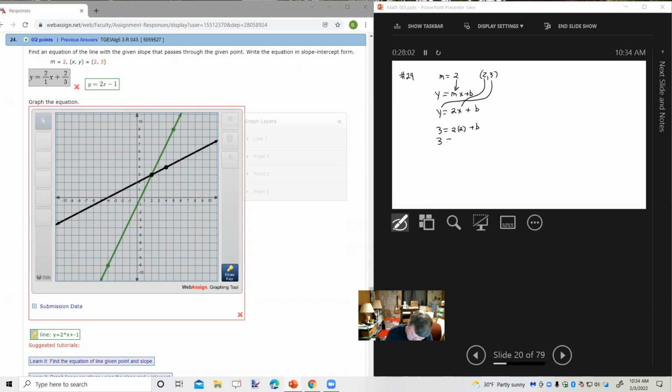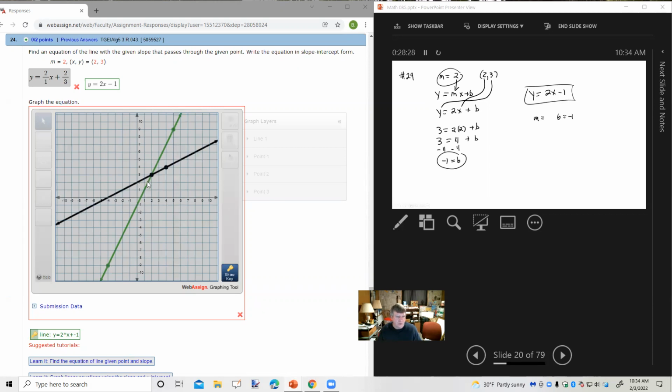And then, simplifying, we get this. Solving for b, we get that. So the slope is 2, the y-intercept is -1. So y = 2x - 1. So that is our equation. Now, graphing it, we know that the slope is 2 and the y-intercept is -1.